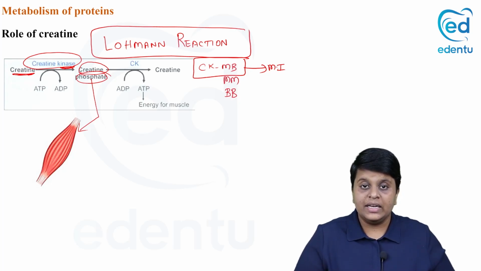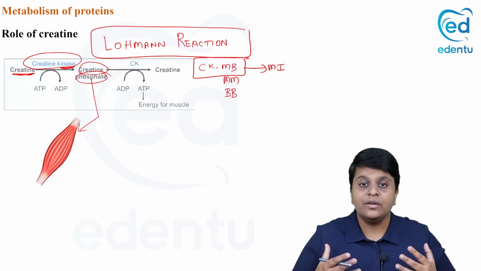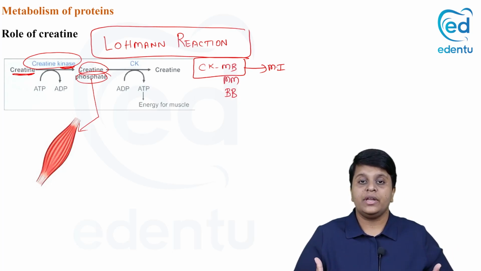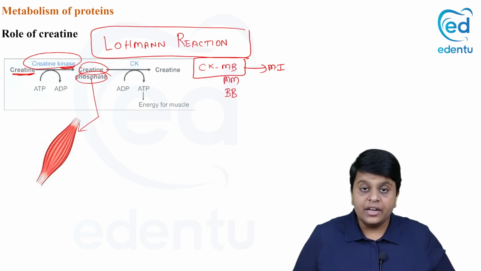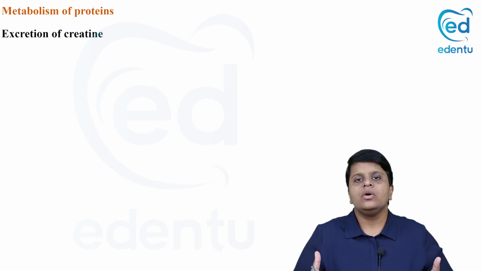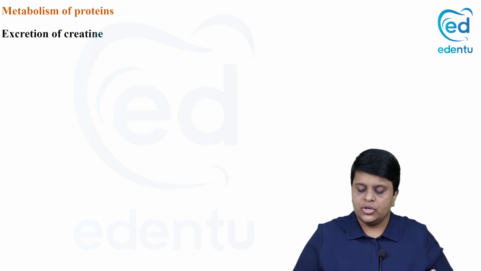And that creatine kinase enzyme is used for the synthesis of creatine phosphate. Now we have produced creatine phosphate. It is used for energy for muscle contraction. Now this creatine, once its function is over, it needs to get excreted.